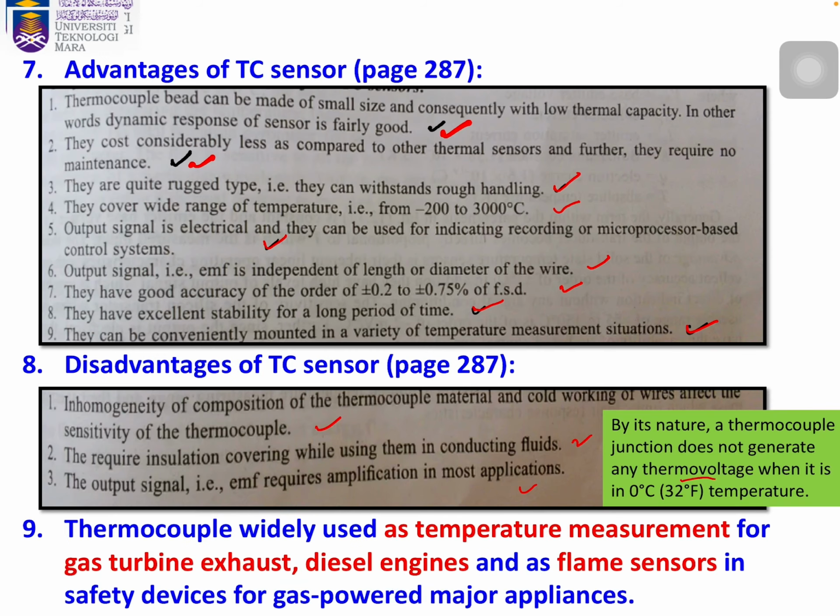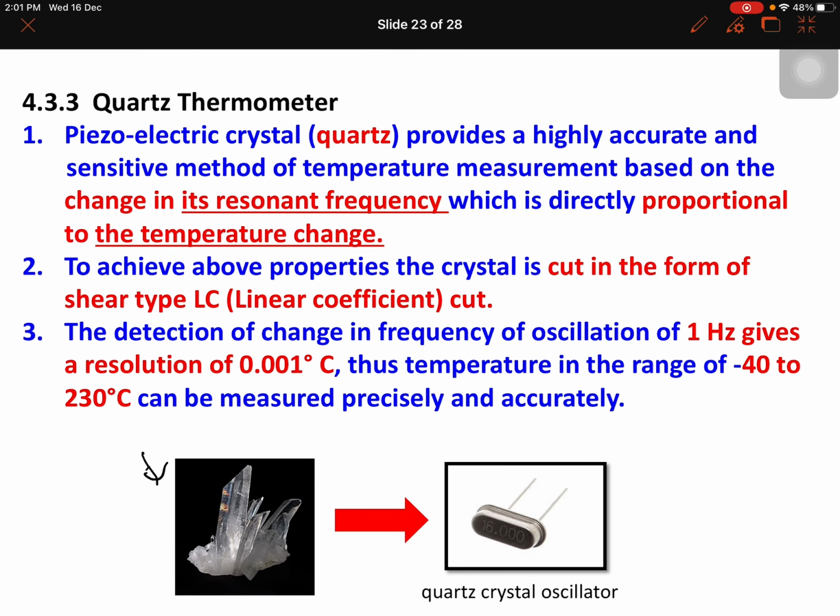Next, we move to the quartz thermometer, or what we call the piezoelectric crystal. It provides a highly accurate and sensitive method of temperature measurement based on the change in its resonant frequency, which is directly proportional to temperature change. So we use quartz to measure temperature, using the change in its resonant frequency.